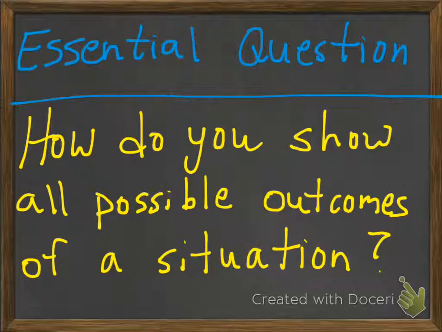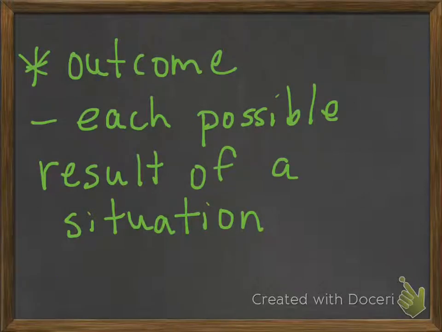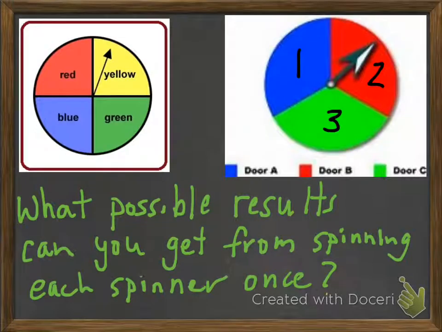You want to show it in a way that is visible and easy for you as well as anyone else to see the actual outcomes or results. In fact, an outcome is each possible result of a situation. So let's take a look at an example.